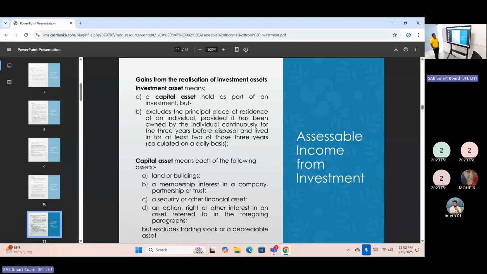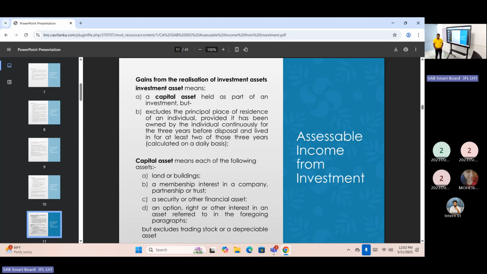So what is a capital asset? Investment asset means it's a capital asset, but the capital asset definition is not given. So capital asset means each of the following: land or building. Capital asset එකේ land or building එකයි ගැන කතා කරන්නේ. ගියක් කියන්නේ land and building. Land or building, capital asset.